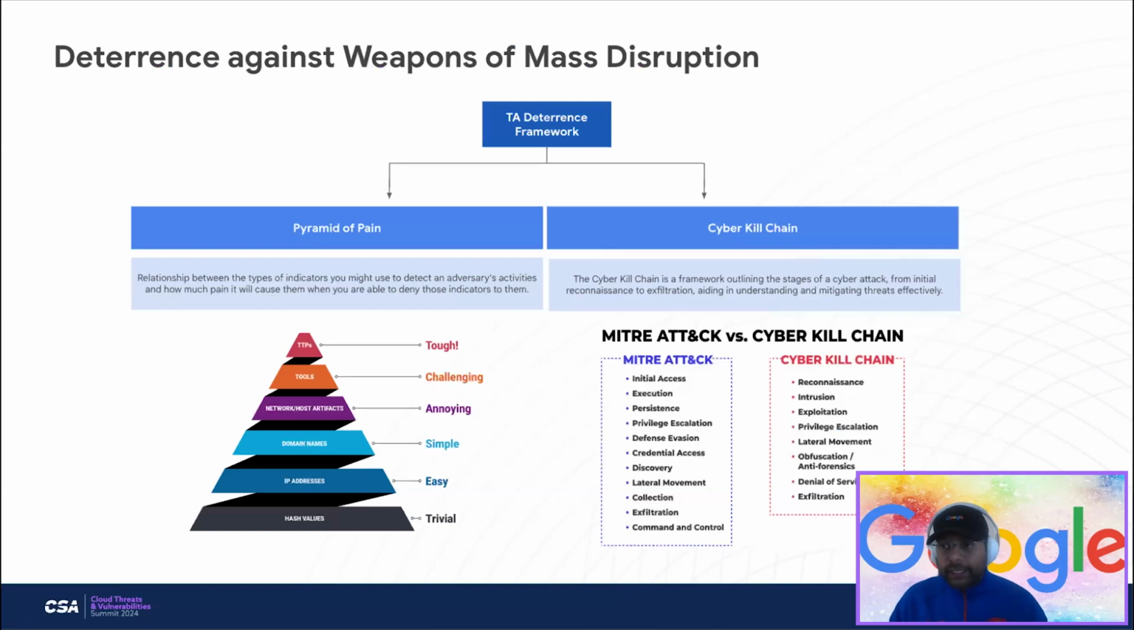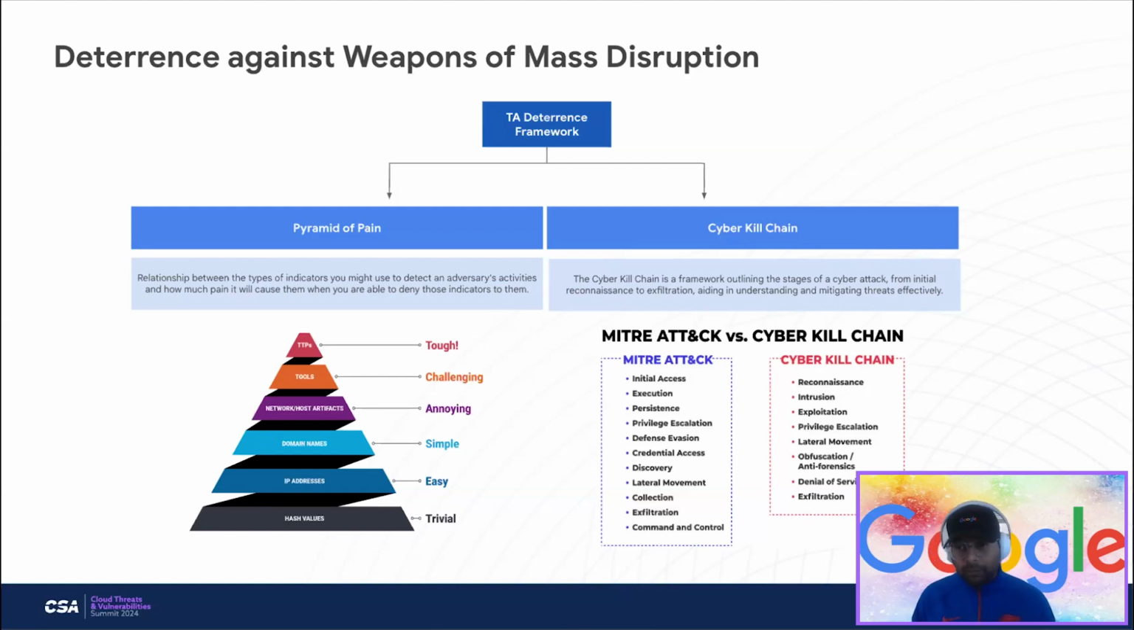Now, deterrence against these weapons of mass disruption. Whenever we talk about weapons of mass disruption, we always think, hey, what is a standardized way that we can stop this attack or secure ourselves, right? Me and Val always talk about this concept: is there a standardized way or a framework that can help us not only narrate the stories, but also drive more intelligence and more maturity in our programs? The two key things that we always think around are the pyramid of pain and the cyber kill chain.